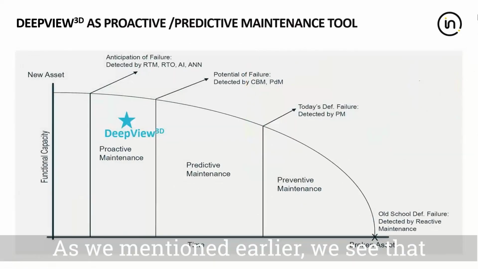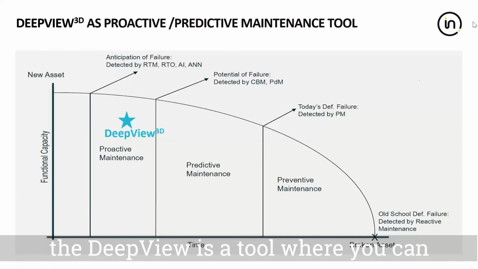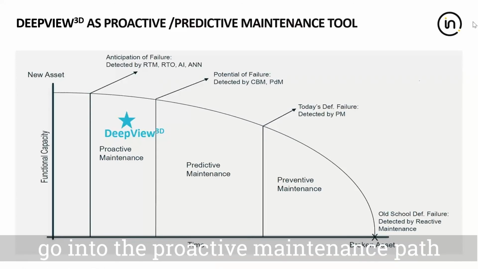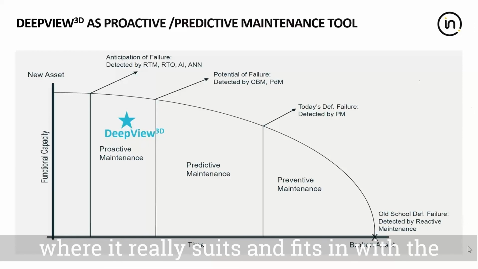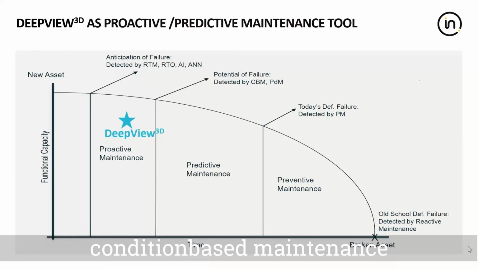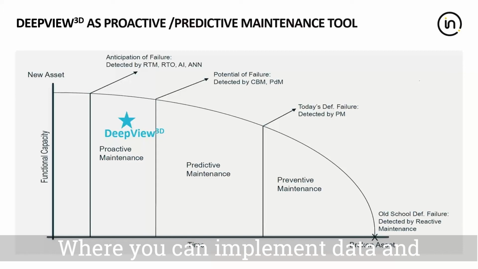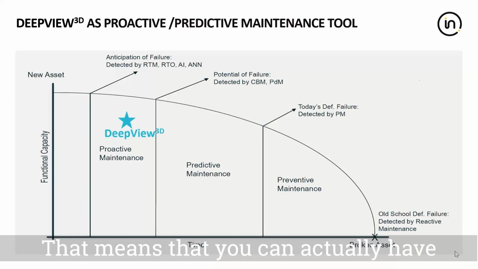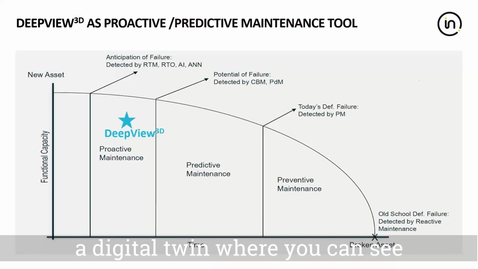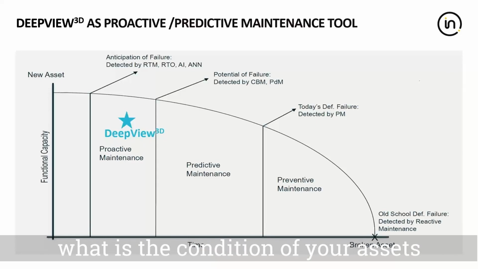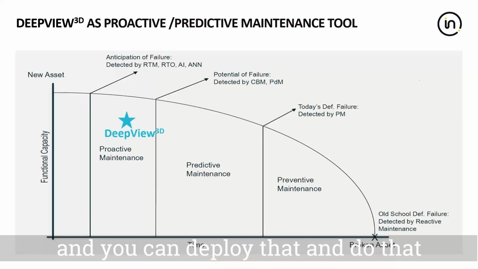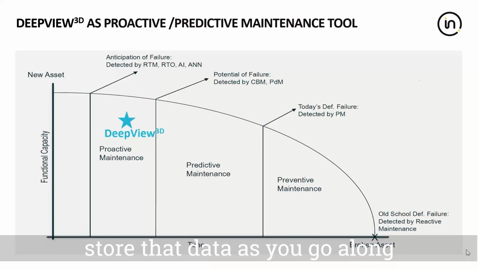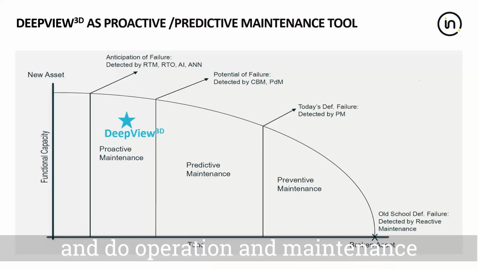As we mentioned earlier, we see that DeepView is a tool where you can go into the proactive maintenance part, where it really fits in with condition-based maintenance, where you can implement the data and update the data into a digital twin. That means that you can have a digital twin where you can see the condition of your assets, and you can store the data as you go along in operation and maintenance.